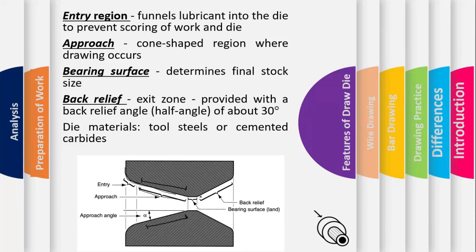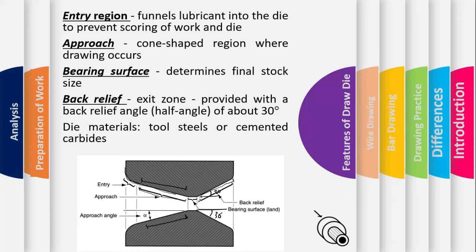Then we have the back relief region. Back relief is the exit zone, provided with a back relief angle of about 30 degrees. So this angle is about 30 degrees, so that if there's a spring back phenomenon, meaning as you know, the materials are elastic in nature, once they are deformed, they try to regain their shape. So this provides some space for the metal to regain its shape, to expand again.